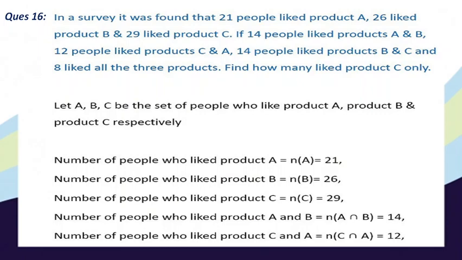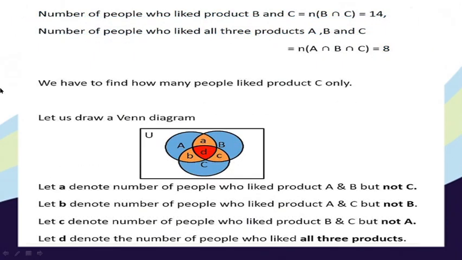Find how many liked product C only. So here all this information is given. Now we have to find how many people liked product C only. So let us draw a Venn diagram. The Venn diagram will be like this.